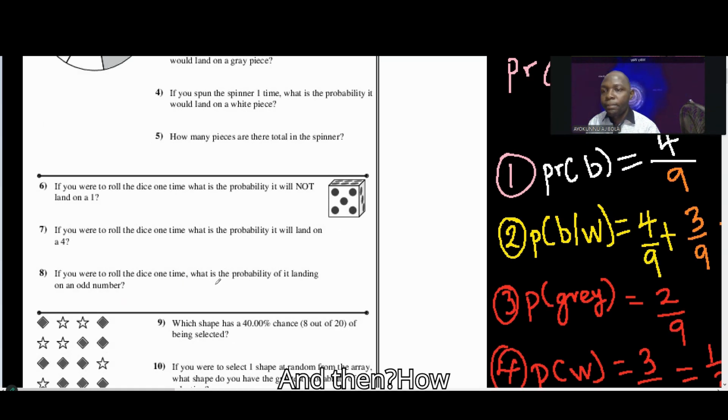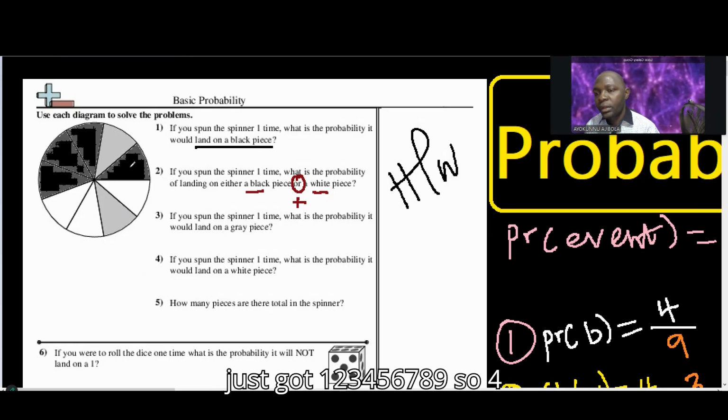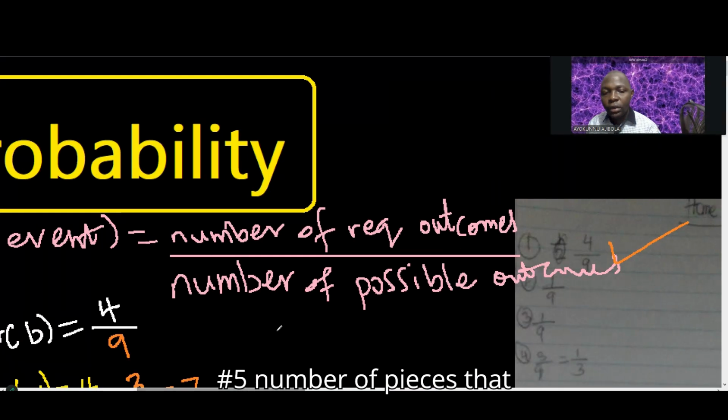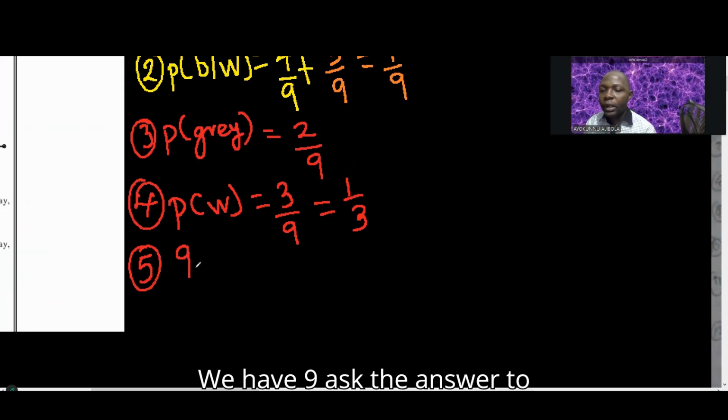And then, how many pieces are there in the spinner? Okay, we just count 1, 2, 3, 4, 5, 6, 7, 8, 9. So for number 5, the number of pieces that are there is 9. So we have 9 as the answer to that one.